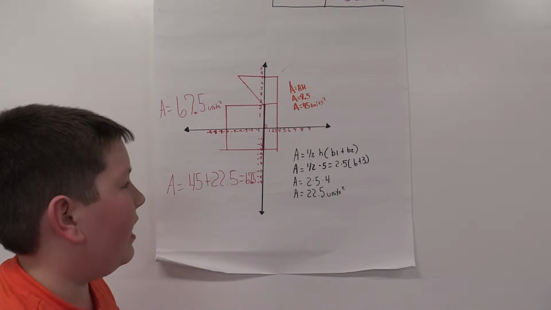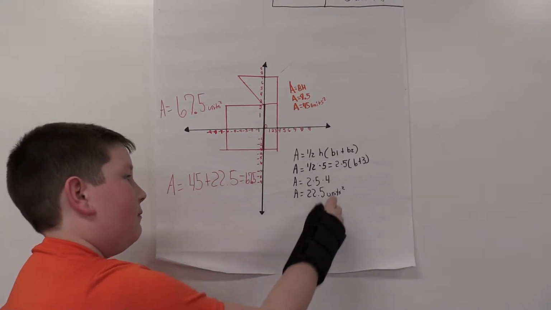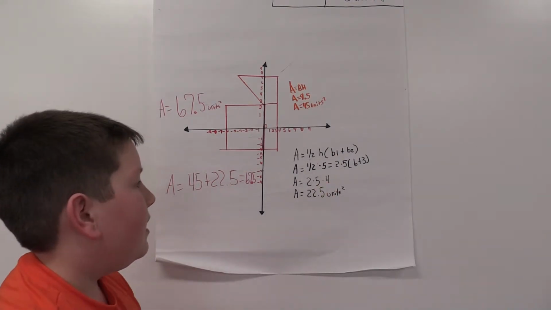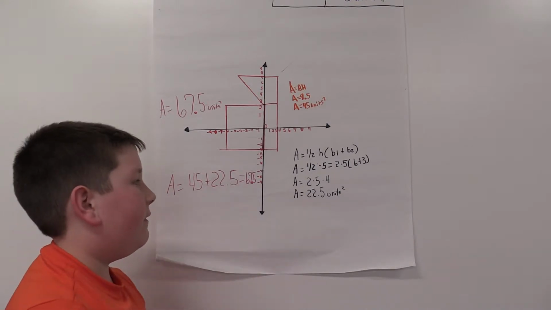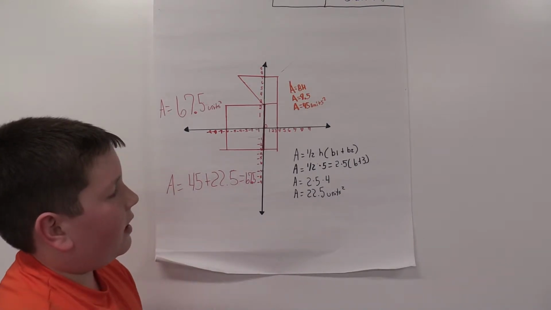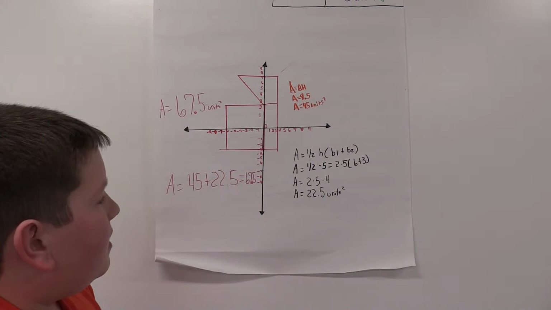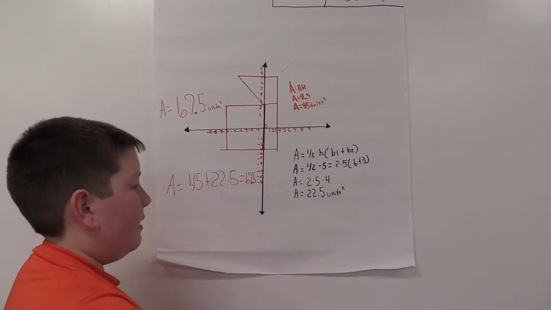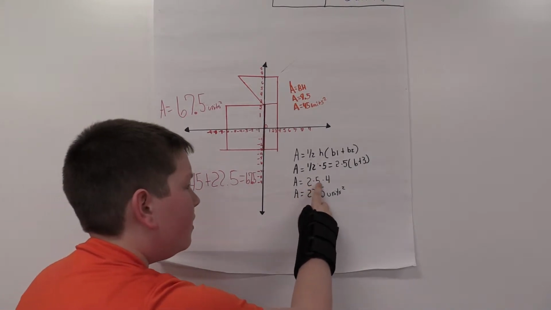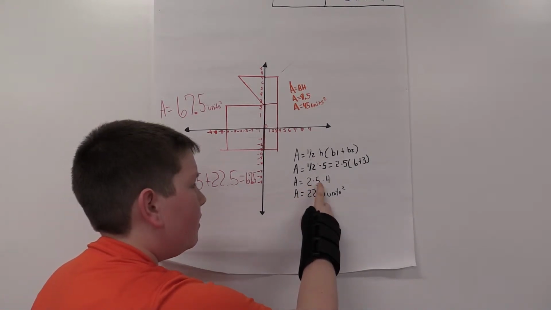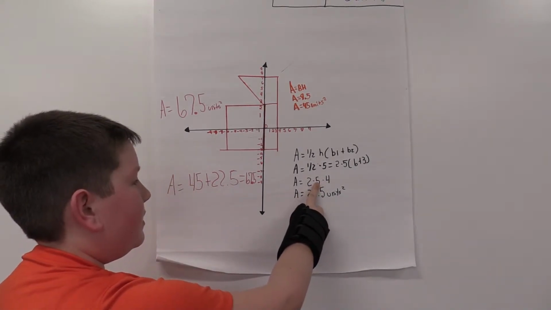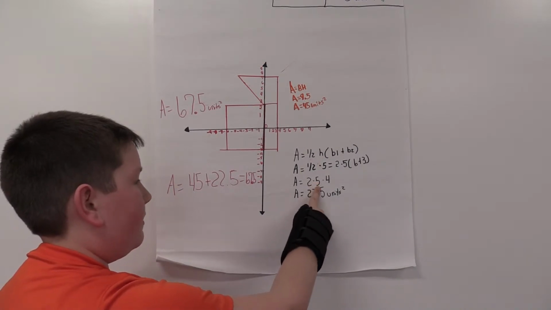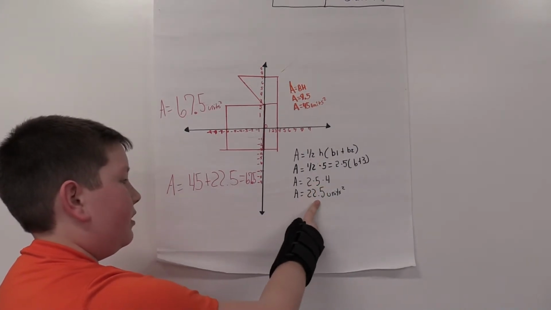Area equals half height, parentheses, base 1 plus base 2. Area equals half times 5 equals 2.5, and parentheses 6 plus 3. And the area then would equal 2.5 times 4. And that would equal 22.5.